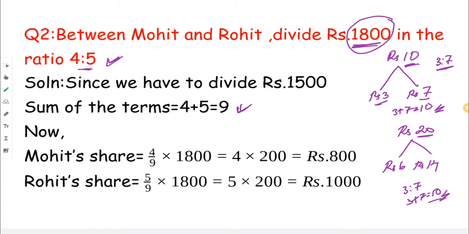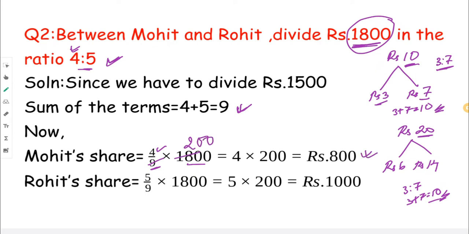So Mohit's share, we already know, how much part is he getting from the total 9 parts? 4 parts, right? So Mohit is getting 4 parts out of the total 9 parts of what? Rupees 1,800, right? So 9 ones are 9, 9 twos are 18. Then when you multiply, you're going to get rupees 800.